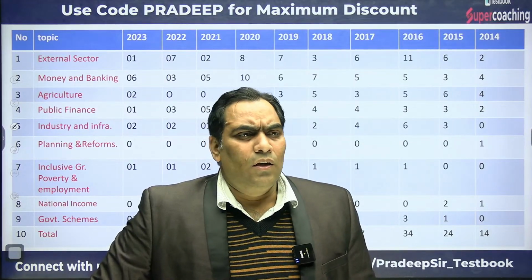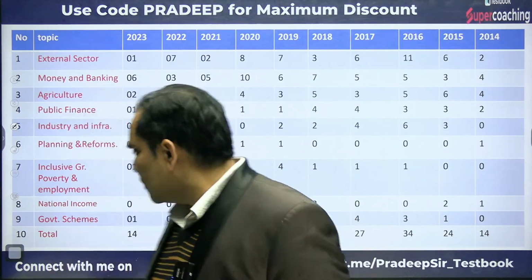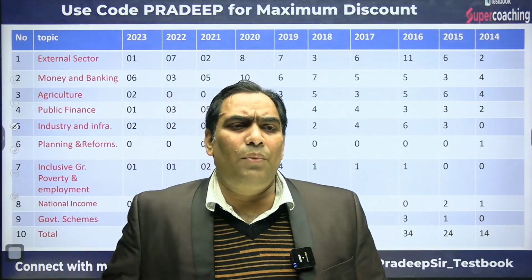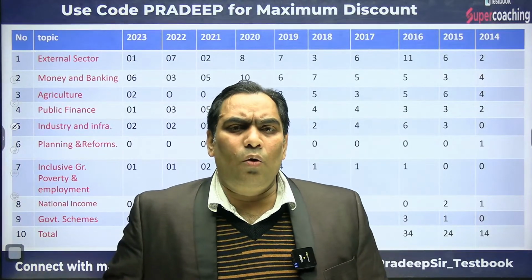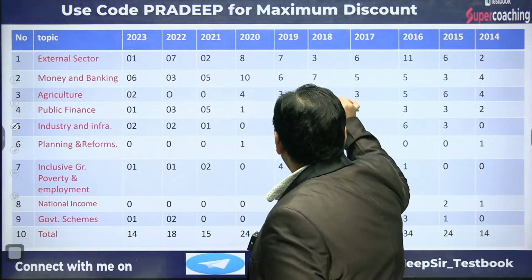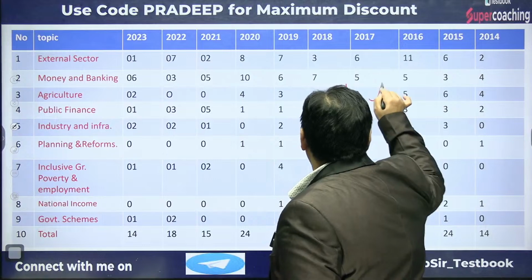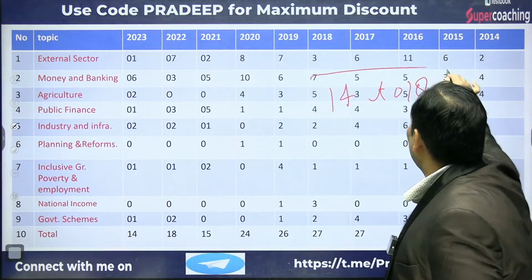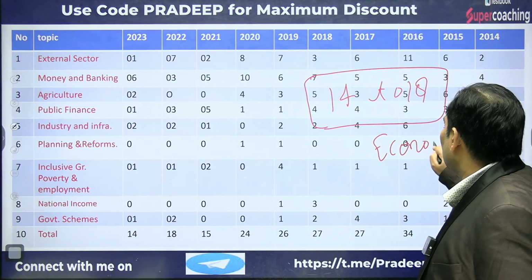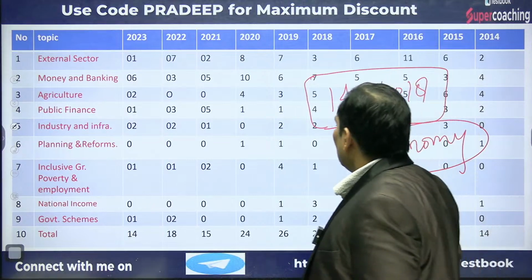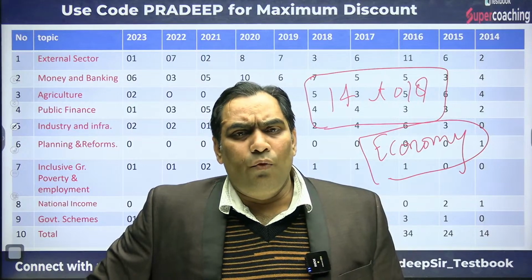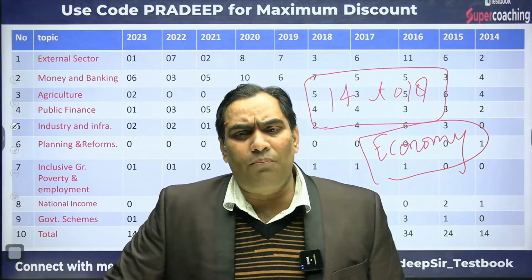So let's start. When we talk about the last years' topics, first of all we have to analyze the weightage of economy. We can safely say that 14 to 18 questions have been asked from the economy section. In the last 10 years, on average 14 to 18 questions have been asked.